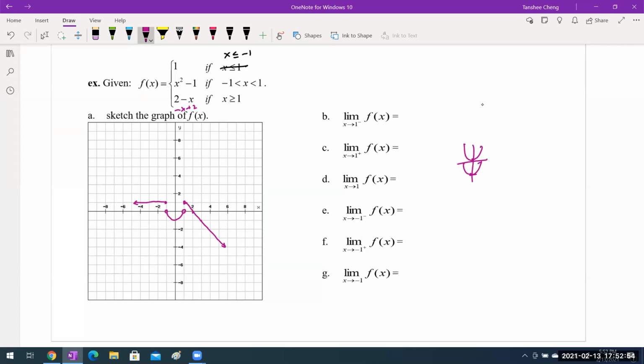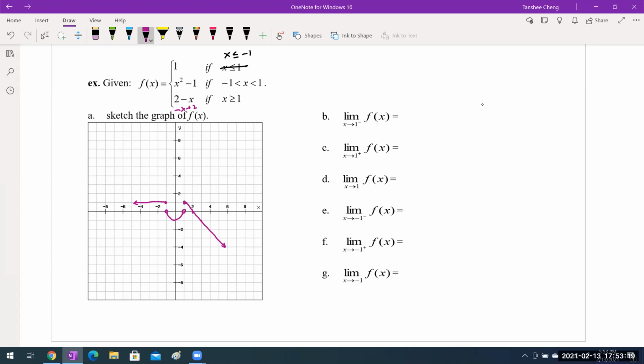You can use the transformation method or you can plug in points to draw it. But you need to draw correctly and quickly so that you can answer the rest of the questions and finish up this problem. Okay? So it's very important on the test that you graph it carefully with the open circle and closed circle so that you can answer correctly.